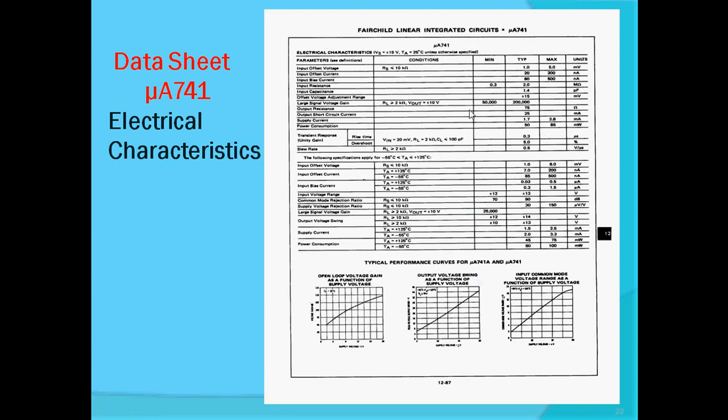In this data sheet, electrical parameters are also given, which are all the parameters we have seen: input offset voltage, input offset current, input bias current, input resistance, input capacitance, output resistance, power consumption, supply voltage. All these parameters are listed with the minimum, typical and maximum values, and their units are also given. So from this data sheet we can see different characteristics of the operational amplifier.